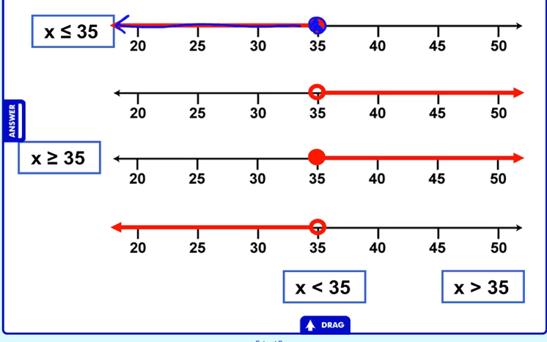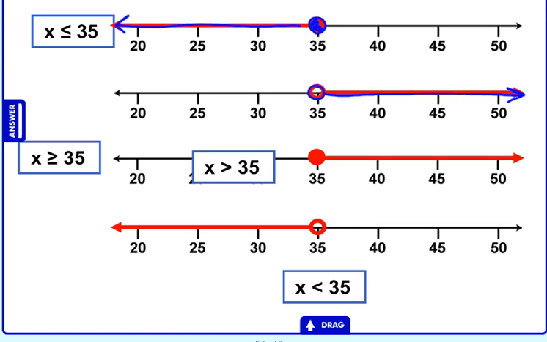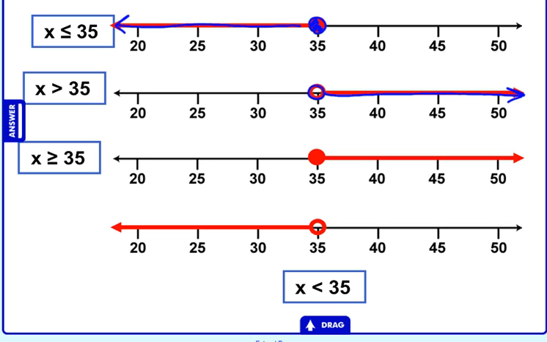This second example has an open dot. That means 35 is not included. So I'm looking for a symbol that doesn't have the equals line. And I see that it's shaded this way, which are the greater numbers. Those are all numbers that are greater than 35. So I'm looking for x is greater than 35.